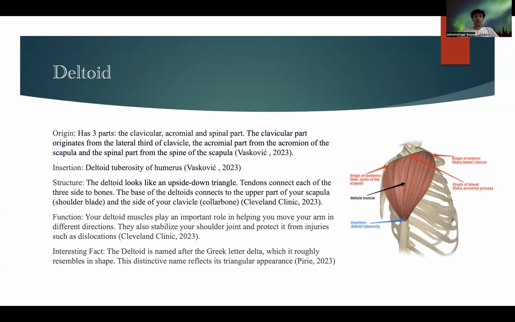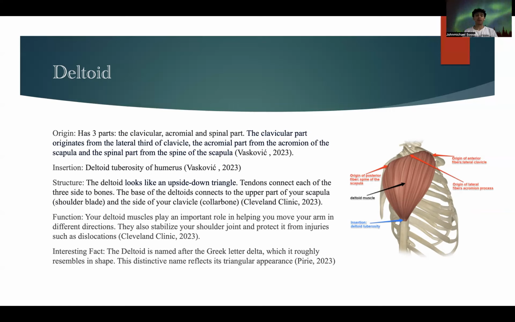Moving on with the deltoid muscle group, it has three parts: the clavicular, acromial, and spinal part. The clavicular part originates from the lateral third of the clavicle. The acromial part from the acromion of the scapula, and the spinal part from the spine of the scapula. They all insert into the deltoid tuberosity of the humerus.